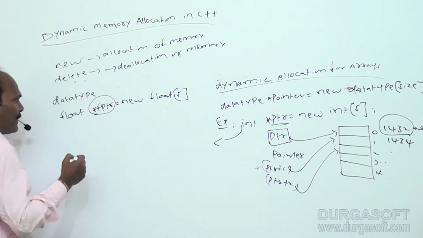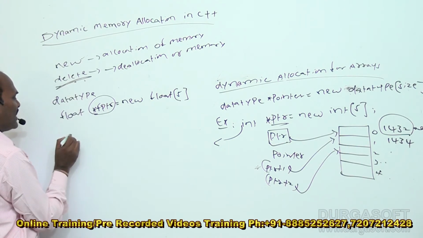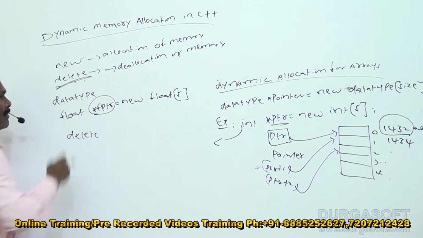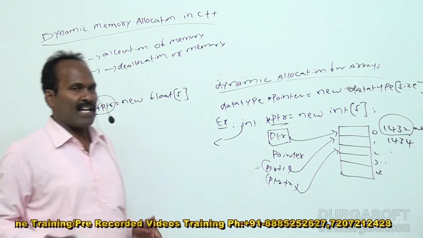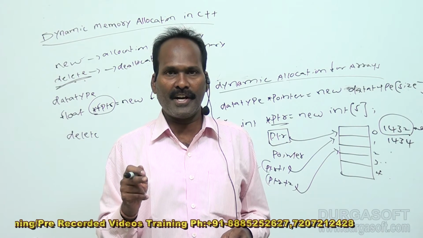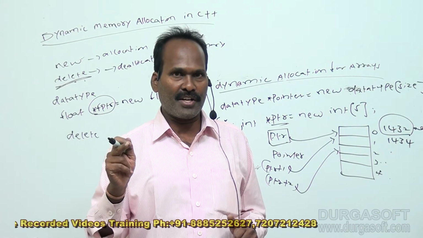So in the same way I can use the delete function also. So the delete operator. Why the delete operator? The delete operator's job is opposite to the new operator. The delete operator actually does not delete any space. So what is it going to return? It is going to return the address of the memory location.